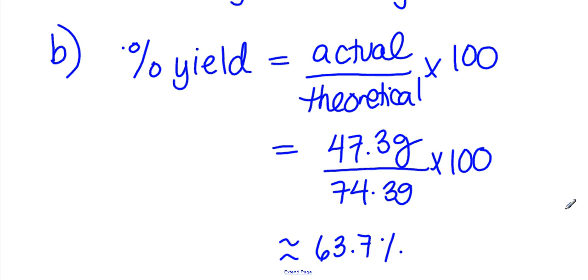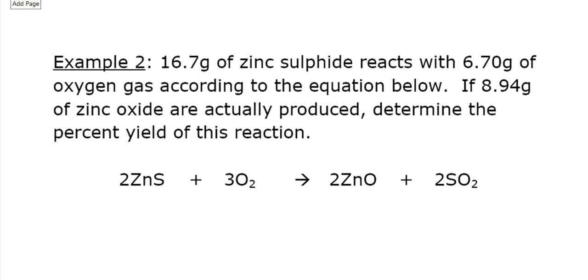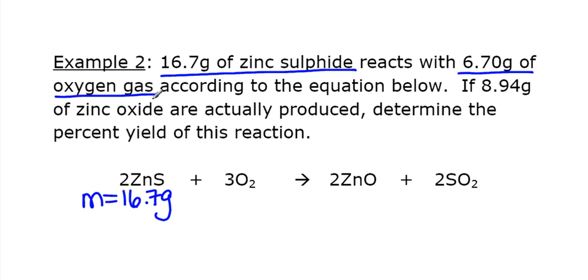Okay, now let's try out another problem and see how you do. This one's just a little bit harder. In this question, we've got a reaction between zinc sulfide, oxygen gas, and it's producing zinc oxide and sulfur dioxide. So we've got a balanced equation here. Let's start adding in information that we have as we read. So first part of the question says we have 16.73 grams of zinc sulfide. So let's record that. And it's reacting with 6.70 grams of oxygen gas.